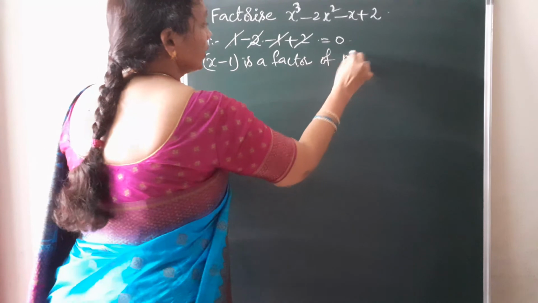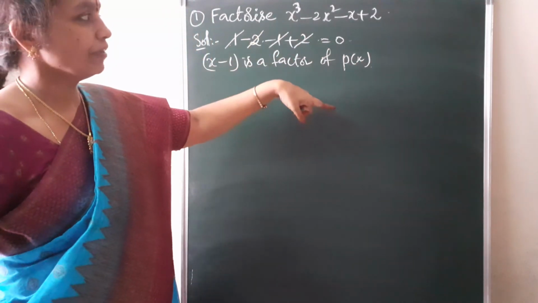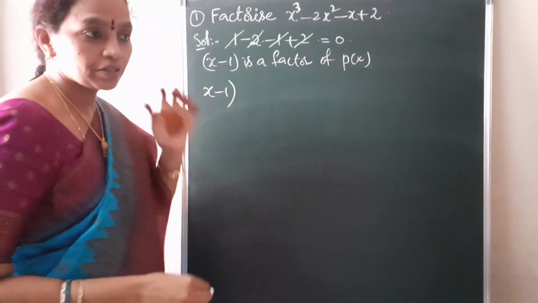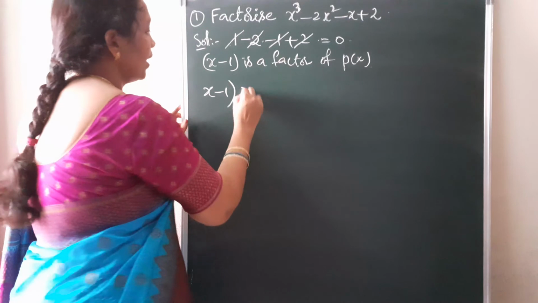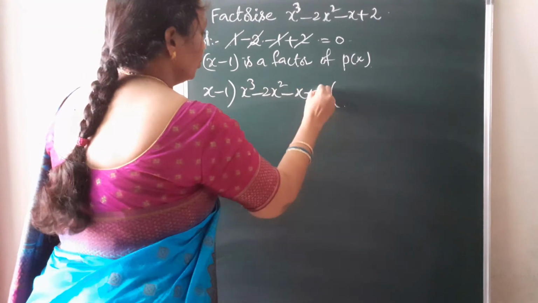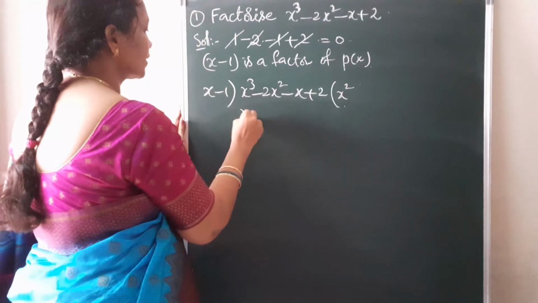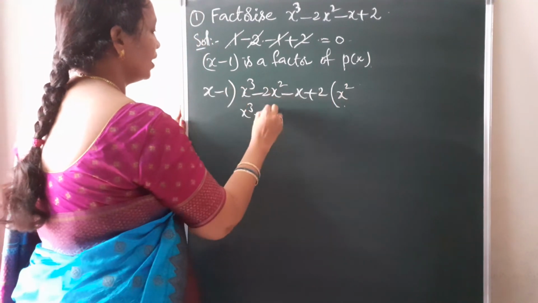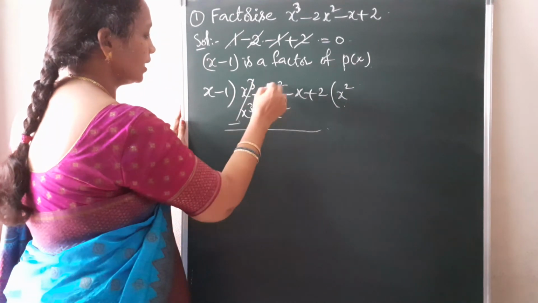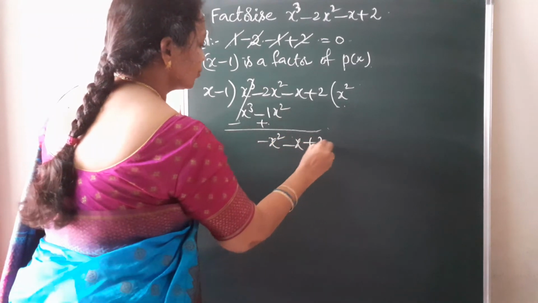p of x. If x minus 1 is a factor, we can find the remaining factors by the long division method, or else by the synthetic division method also. So x cube minus 2x square minus x plus 2. x cube by x is x square, into x minus 1 gives x cube minus x square. On simplification, this gets cancelled. Minus x square, you will get minus x plus 2.